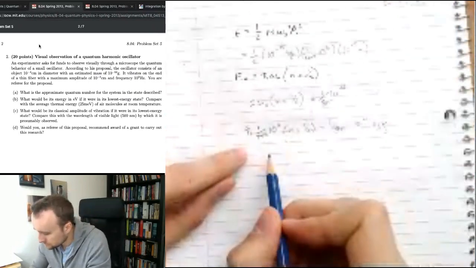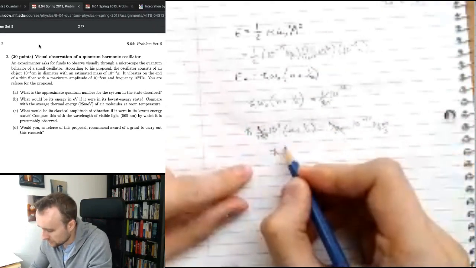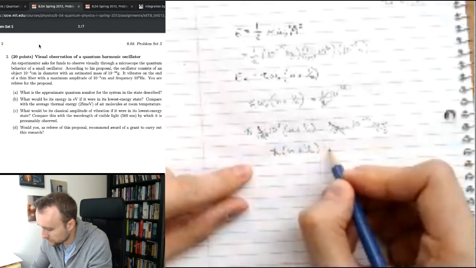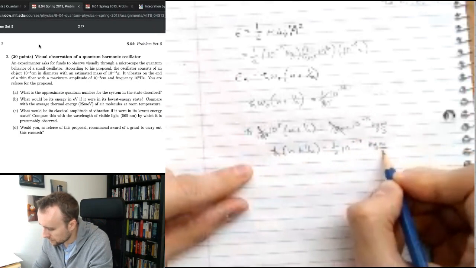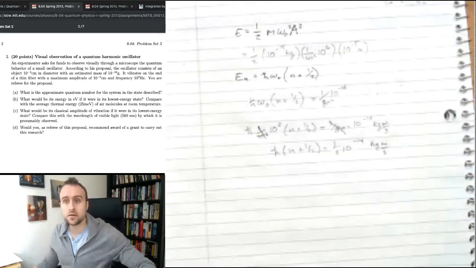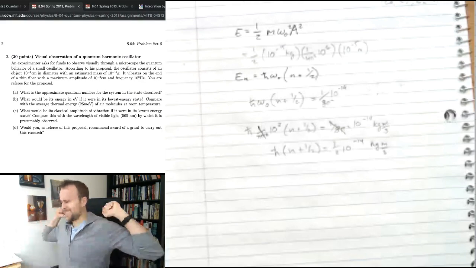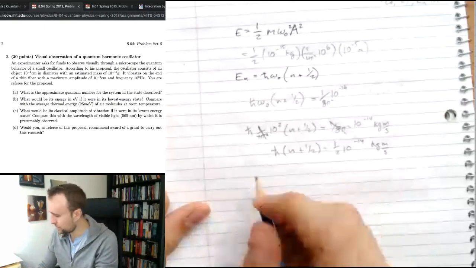Kilogram meters per second, is that right? I kind of lost some of the units here. And so we should be able to cancel this. We should get h bar (n plus 1/2) is equal to 1/2 10 to the negative 14 meter per second. What is h bar? I think it's like 6.2 something, 6.2 times 10 to the negative 31.